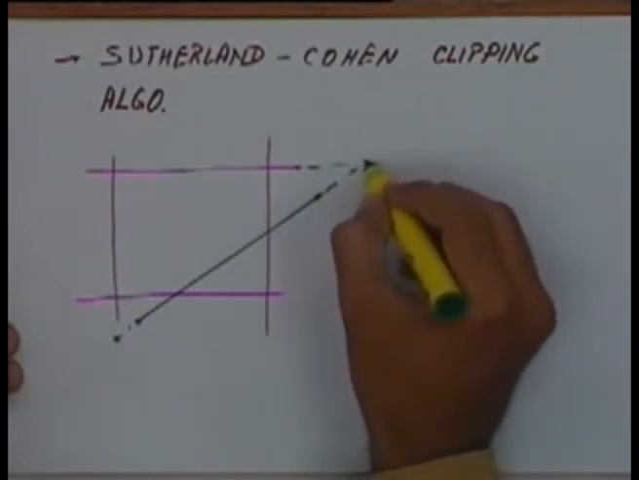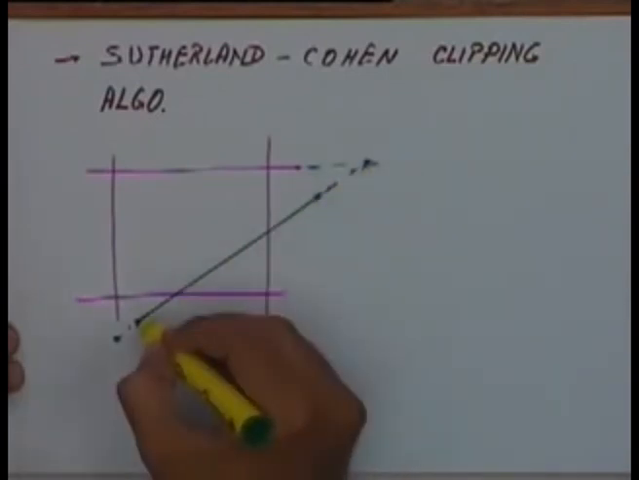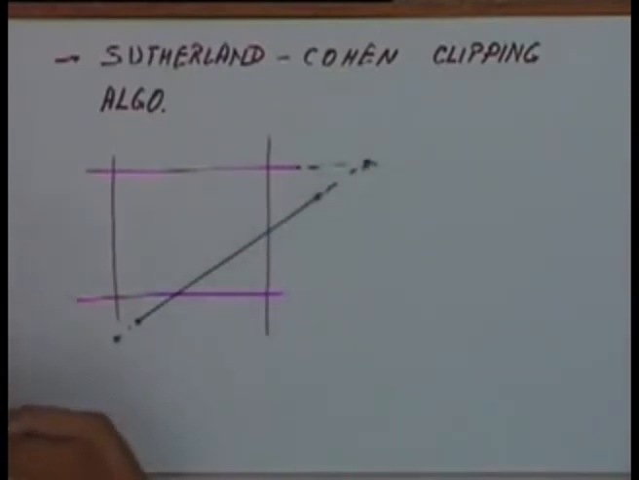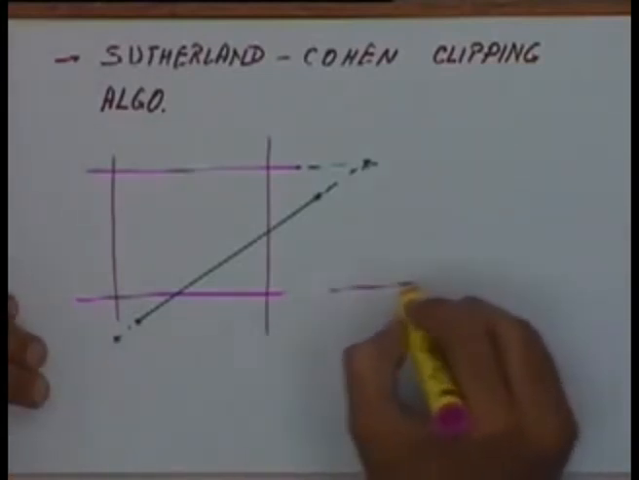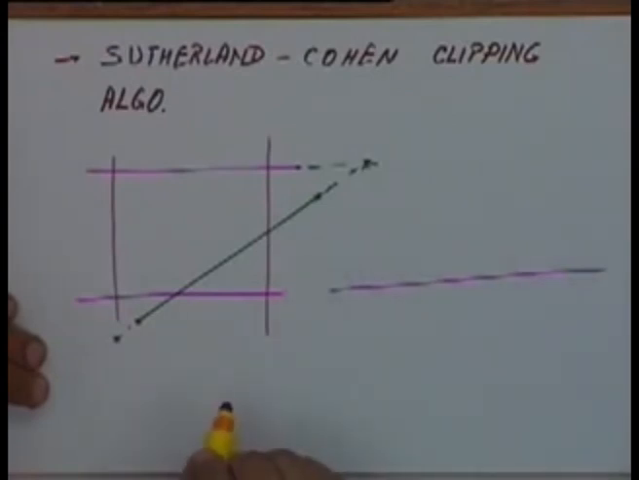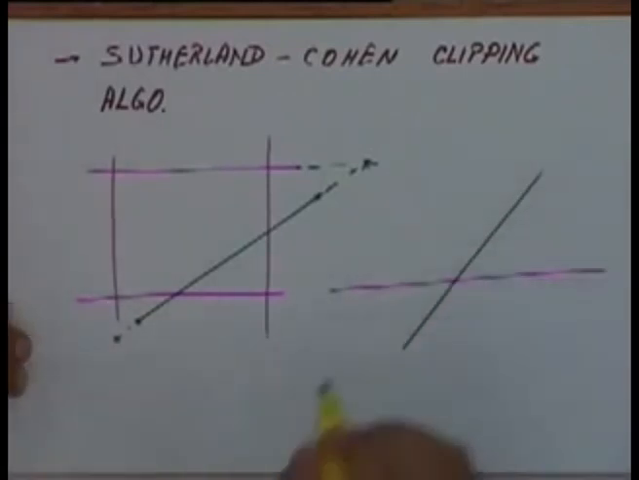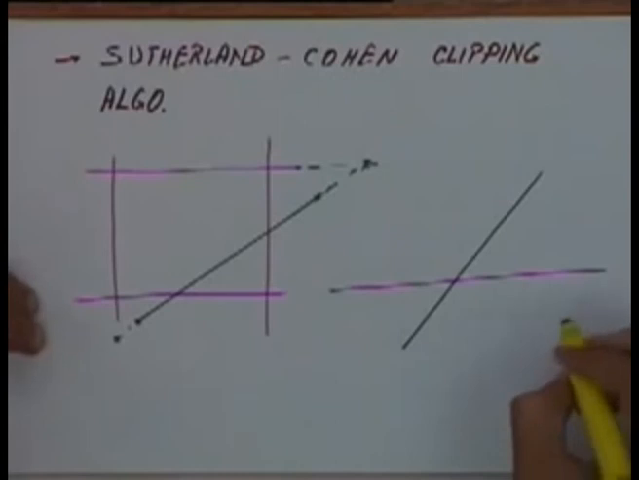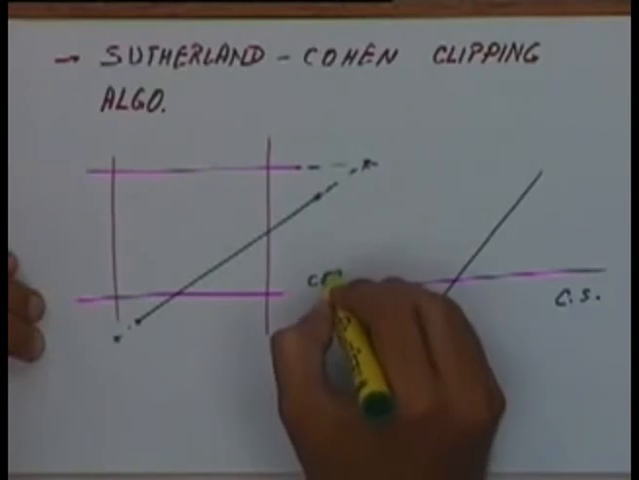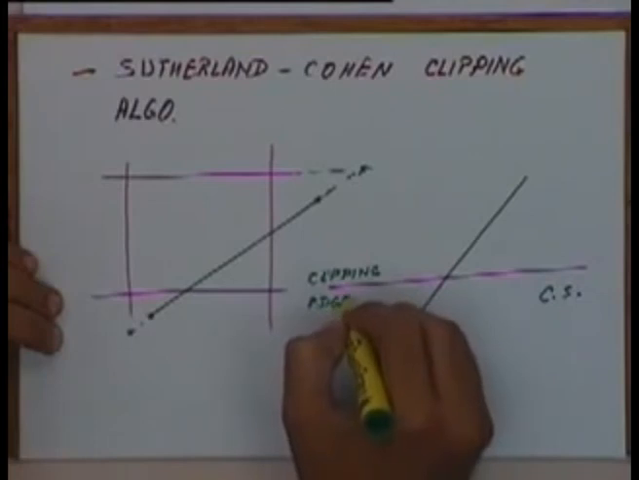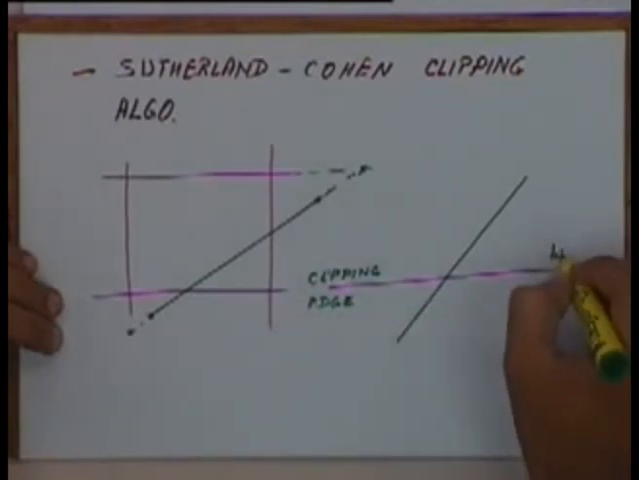Similarly, at this point, this intersection is also outside this line segment, so that is also not relevant. In order to take care of all these, what we can do is, let us say this is our clipping edge, and we have a line to be clipped which is a line like this. I call this the correct side of the clipping edge. This is my clipping edge. And this is the wrong side.